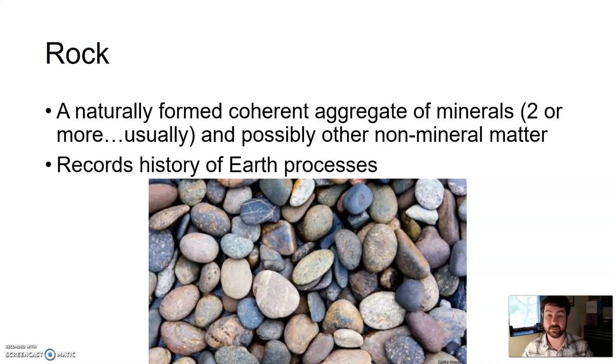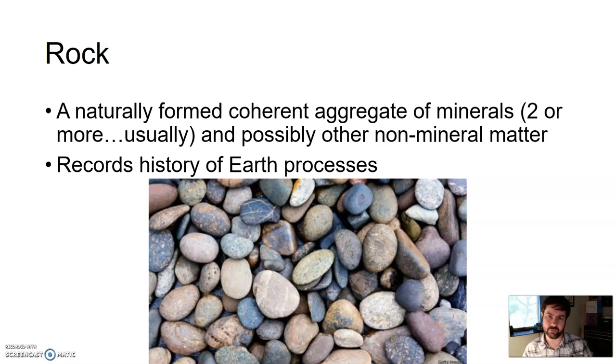Rocks do a great job of recording Earth's history and processes. So when we're looking at different types of rocks, they're formed different ways. So that can inform us what was going on Earth, whether it's just normal Earth stuff or hazard related, based on the types of rocks that we see.